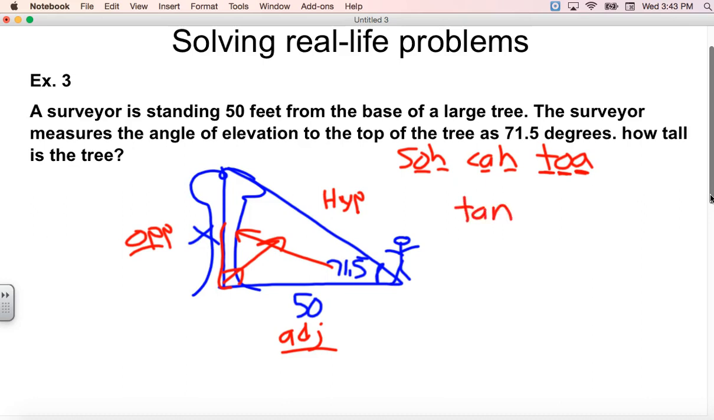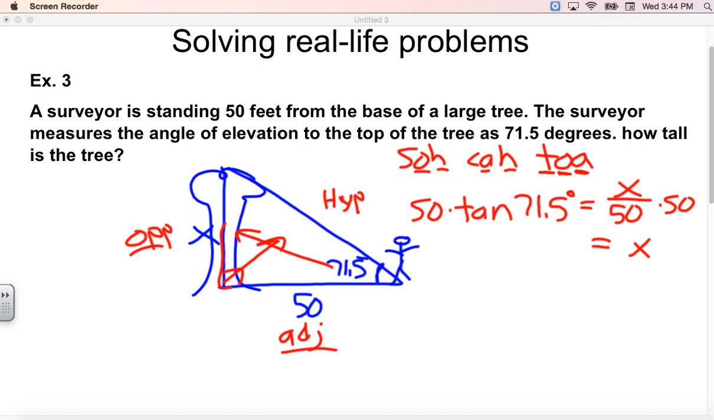So you do tangent of the angle, it's always the angle, 71.5 degrees, equals, and tangent is opposite over adjacent. So opposite is X over, and adjacent is 50. Now to solve this, we just need to get X by itself, so it's X divided by 50. We need to times both sides by 50. So we got X on the right. Then on our calculator, we're just going to do 50 times the tangent of 71.5.